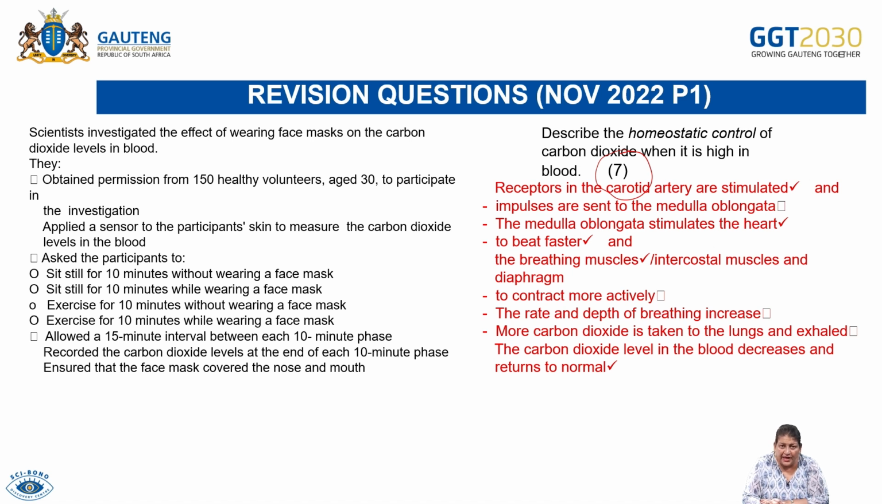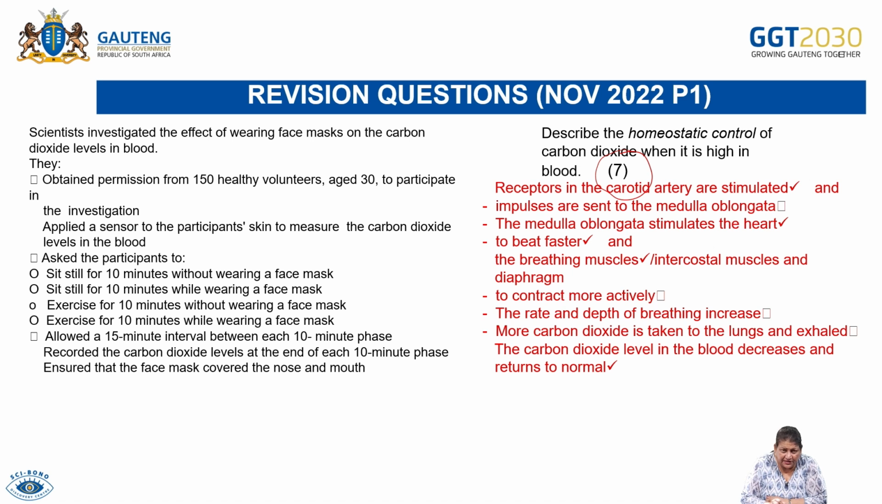The medulla oblongata stimulates the heart to beat faster. 1 mark for heart, 1 mark for beating faster. You cannot say that the medulla oblongata will cause the heart to beat. The heart is always beating. Or you cannot say the medulla oblongata will cause the heart to beat fast. Fast? No. It must be faster, because now you are getting more CO2. So it can't just beat fast, it must beat even faster. So you have to use the word faster.